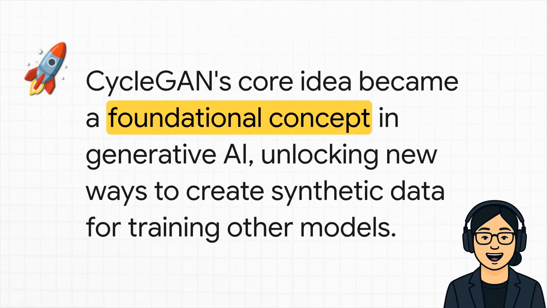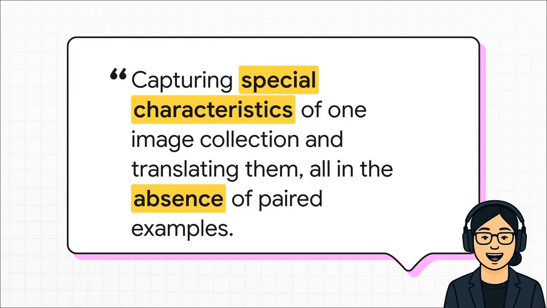But even with those limits, the core idea of cycle consistency was a revolution. It blew the doors open for creating synthetic data to train other AIs, for improving simulations for things like self-driving cars, and honestly, its DNA is in so many of the powerful generative AI models that we're all talking about today.